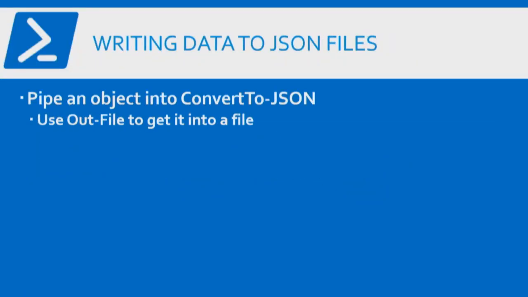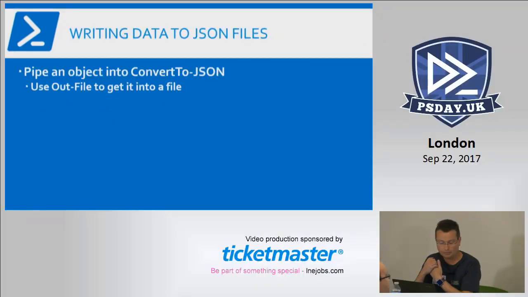If I want to write stuff out to a JSON file, convert to JSON, again, is really easy to use. We'll convert that data, but remember it's a convert, it's not an export, so you still have to do the work to actually get that out into a file. So we can use Out-File, or you could use set content to do that.